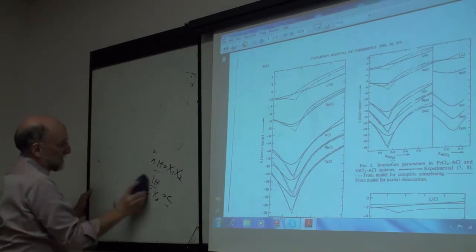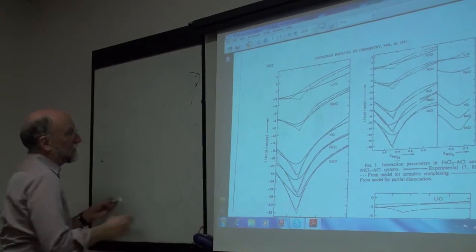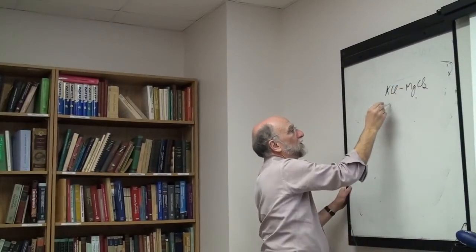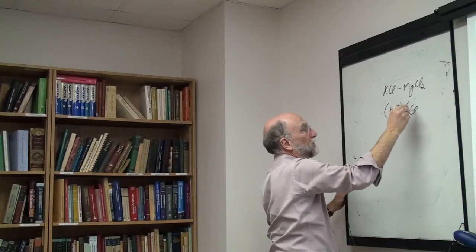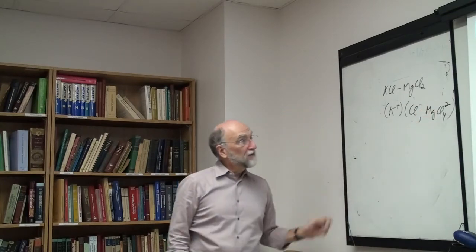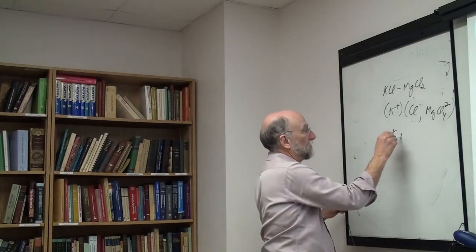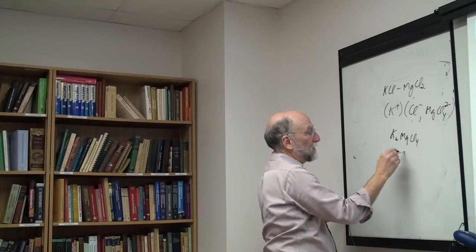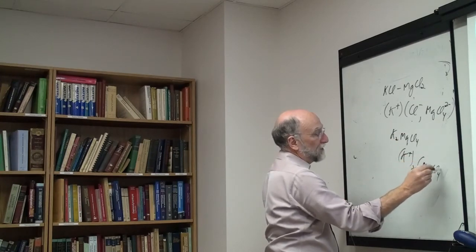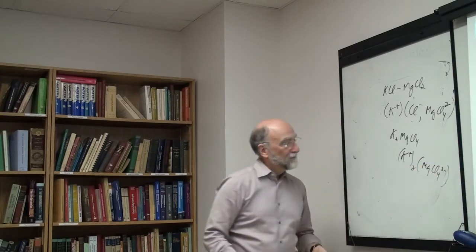Okay, so we take the system KCl, MgCl2, and we have K+, and over here we have chlorine and MgCl4. And that's clearly giving you short-range ordering around MgCl4 composition. Because when you get to K2MgCl4, the K2MgCl4 compound is K+, K+, MgCl4. It's a completely ordered compound.